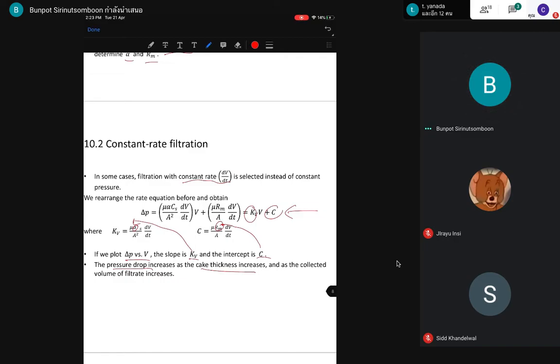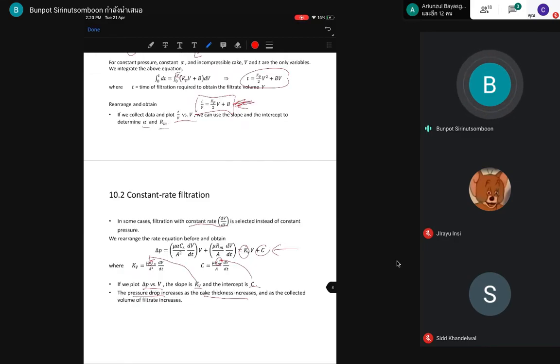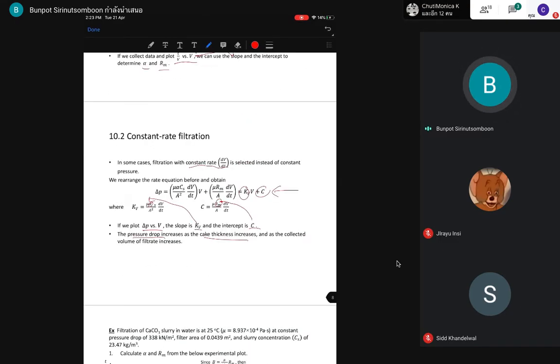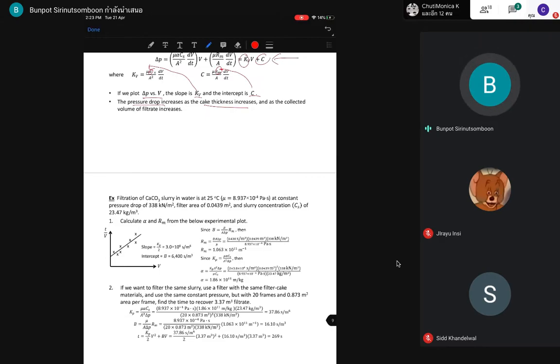Okay, so that's the idea. Like there are two modes of operation for the filtration. Okay, and this is one calculation example for this chapter.